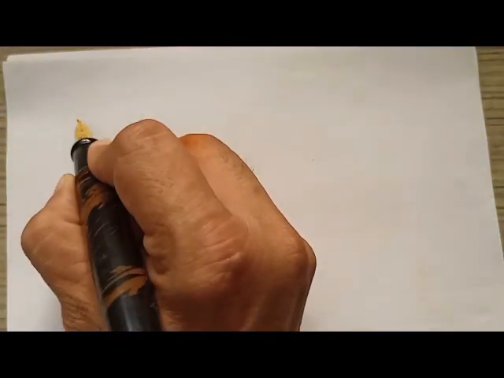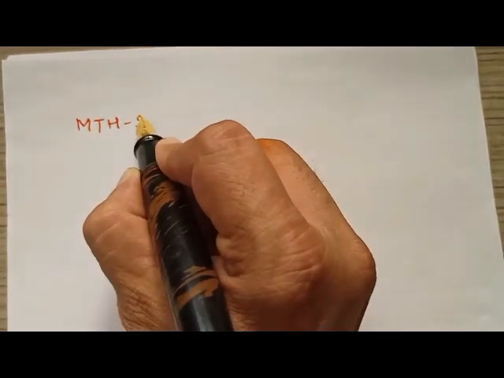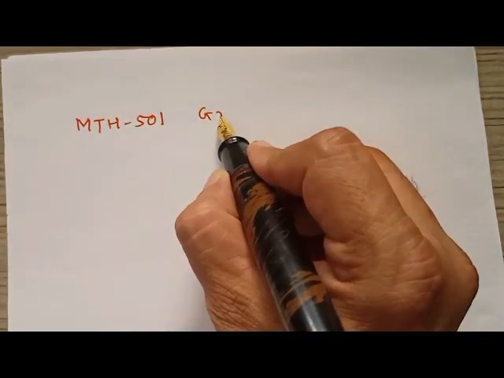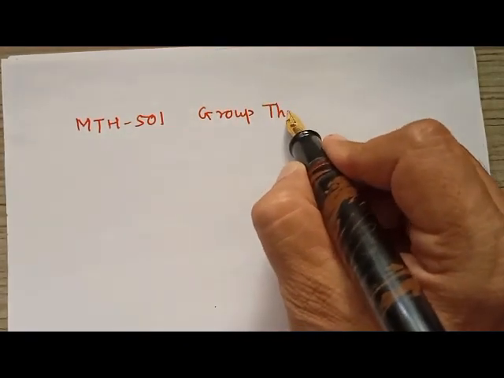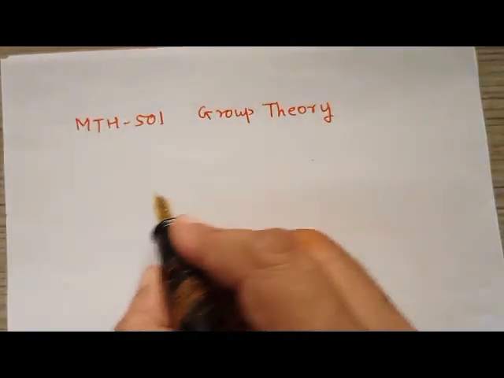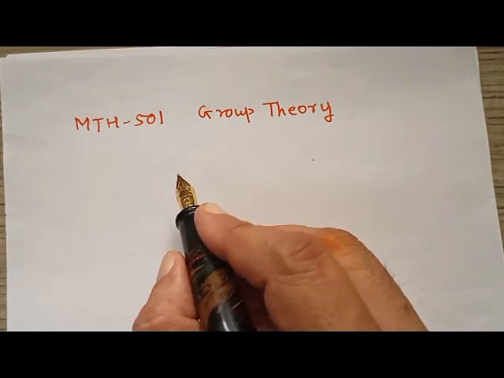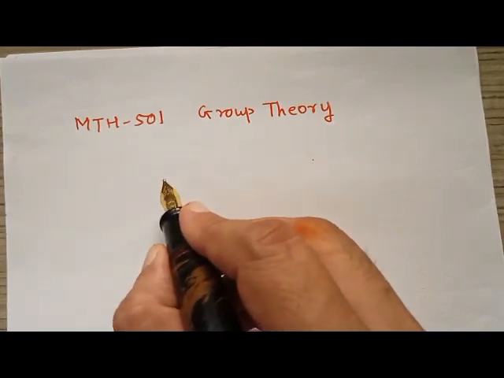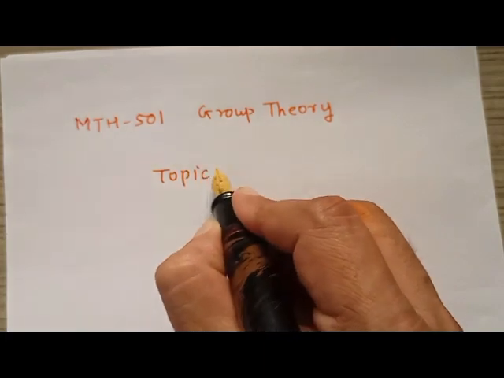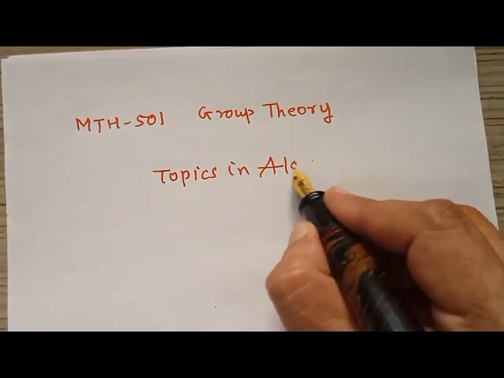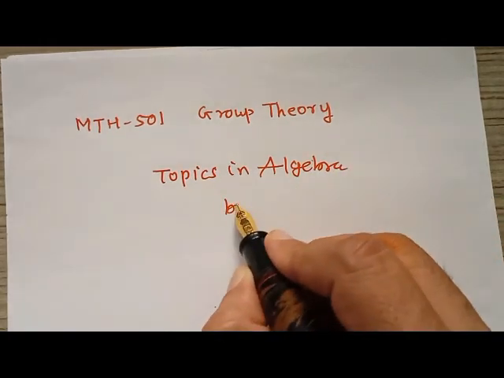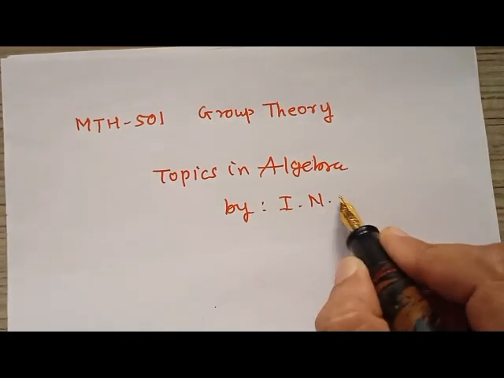First of all, today we shall study Mathematics paper MTH 501 Group Theory. The first reference book for this paper is Topics in Algebra by I.N. Herstein.